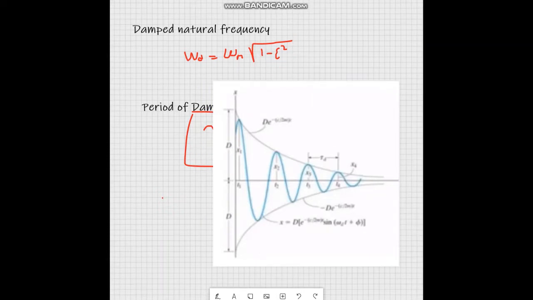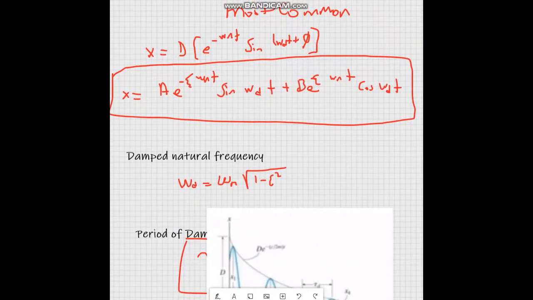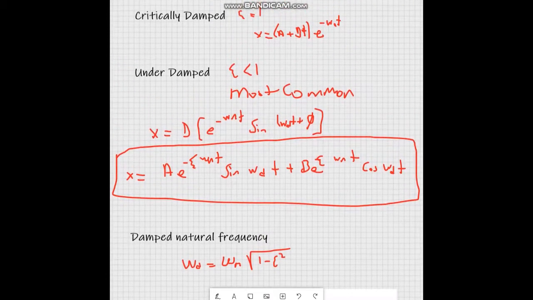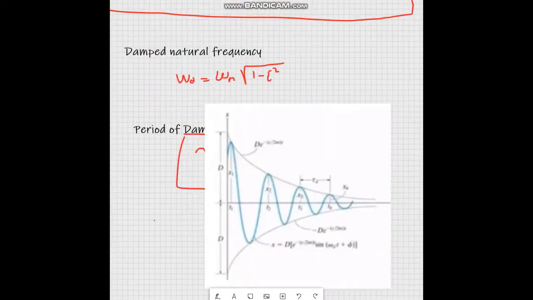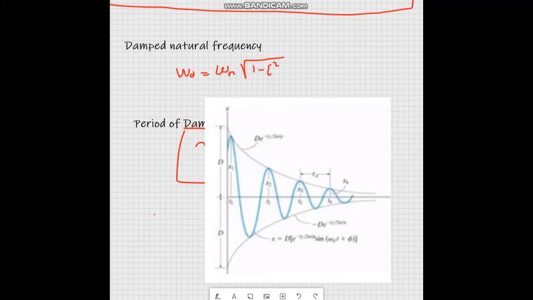As you remember, we used here the underdamped equation, x is equal to D exponential minus natural frequency multiplied by time, sine the damped natural frequency multiplied by time and a phase angle. The same thing here. So we have the force acting on it, and then our wave slowly is damping and then fading away. Okay, what is next?